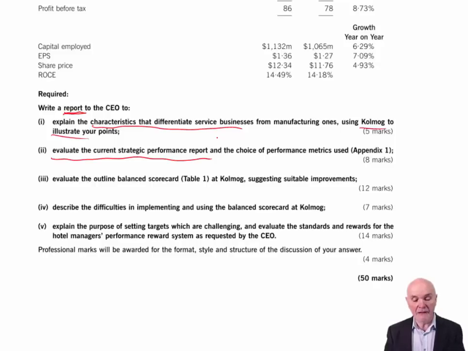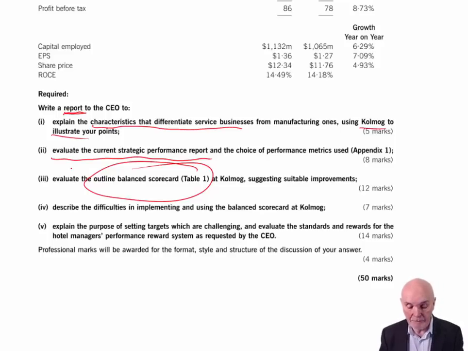Evaluate the balanced scorecard in Table 1 and suggest possible improvements. Here we have Kaplan and Norton's balanced scorecard, and you either know that or you don't. If you didn't know what the balanced scorecard was, there may be a little bit of help in Table 1, but there's a real risk that you're going to be a bit lost. Describe the difficulties in implementing and using the balanced scorecard, 7 marks. So there's, in a way, 19 marks in total there, the 12 and the 7 going on the balanced scorecard.